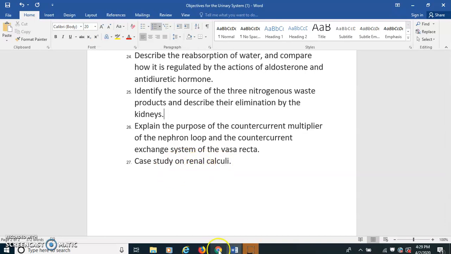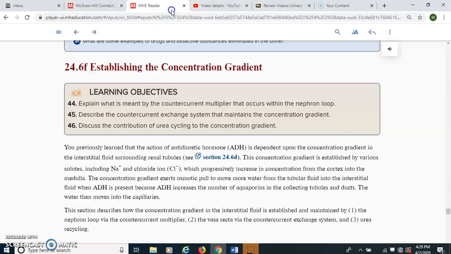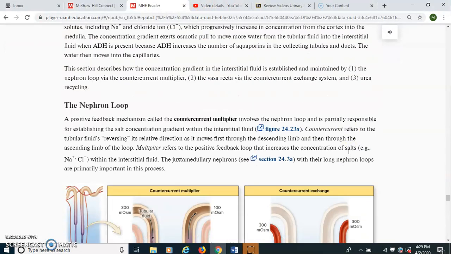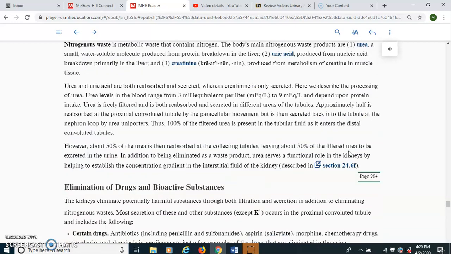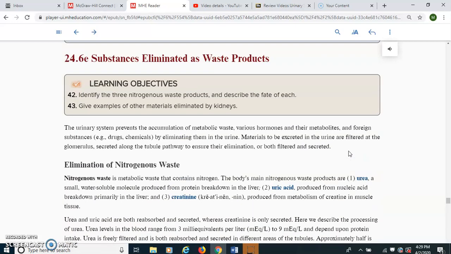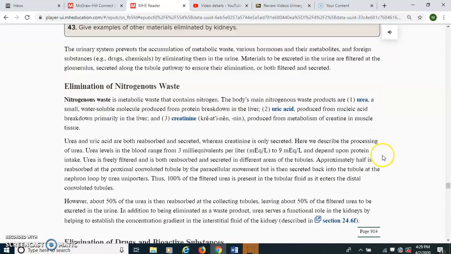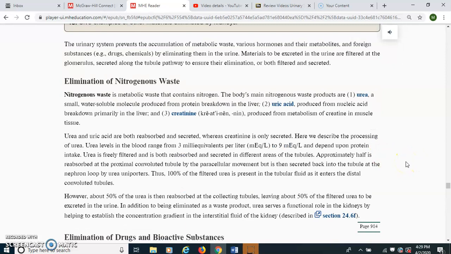Okay, so I'm going to find our picture here. Okay, we don't have a picture for these, but these are the 3 waste products, nitrogenous waste products, just meaning they contain nitrogen, that you should be aware of.